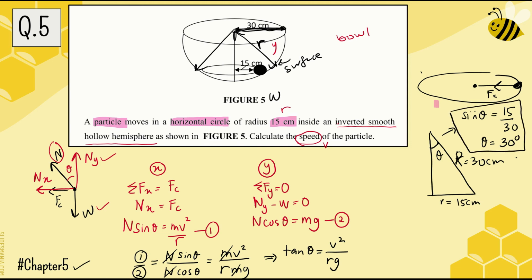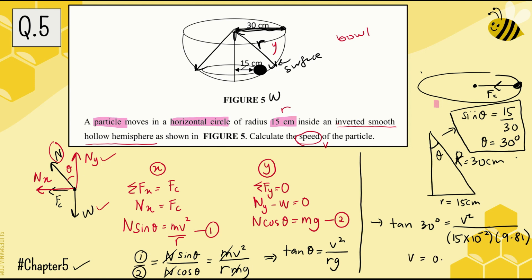Now we substitute the values. Let us continue. Tangent 30 degrees is equal to v squared over r g, where r is equal to 15 cm. You need to convert into SI units. g is 9.81. Then you do the calculation and square root the value. Finally you'll have v is equal to 0.92 meters per second.